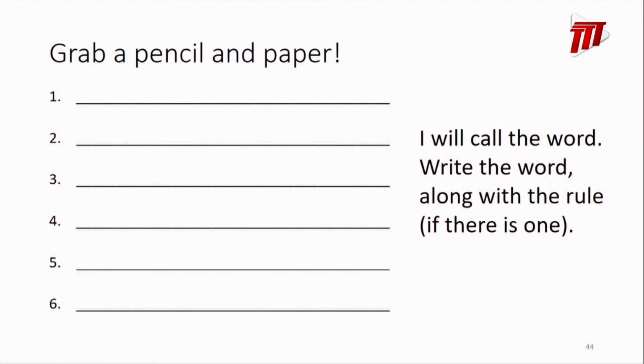I'll read them over again. Pay attention to what you have written. One, excellent. Two, puppies. Three, feisty. Four, irritating. Five, bathing. Six, handful. How many do you think you got right? Let's see. Sure you did well.